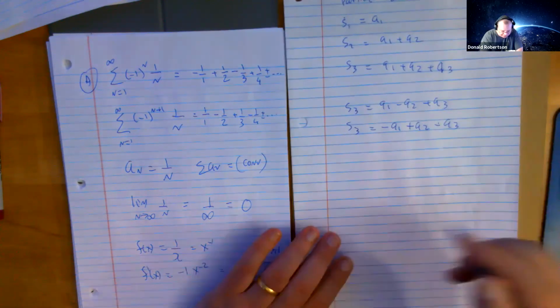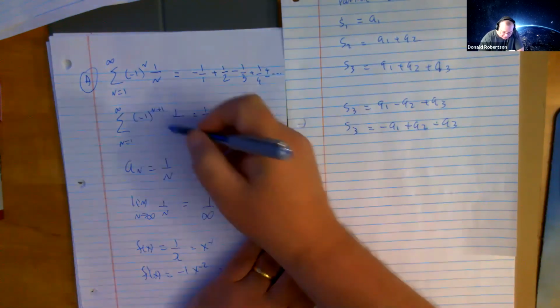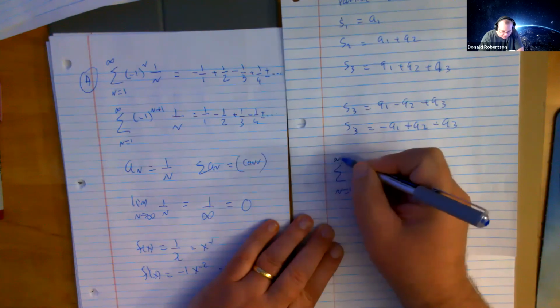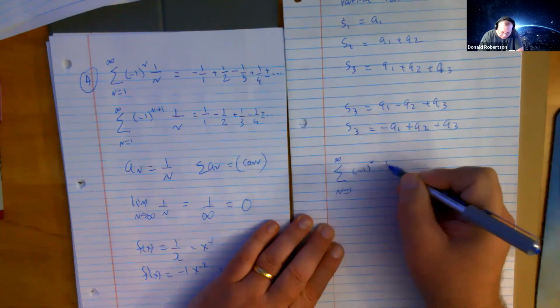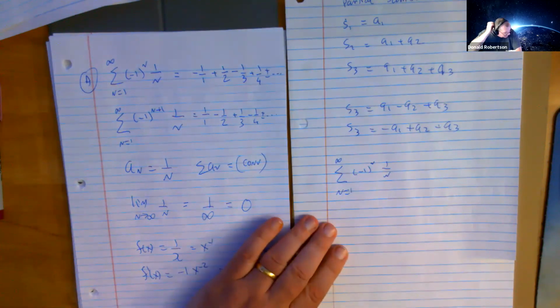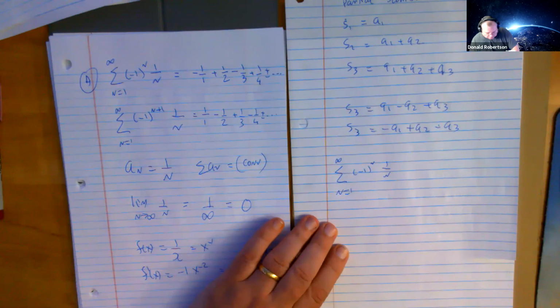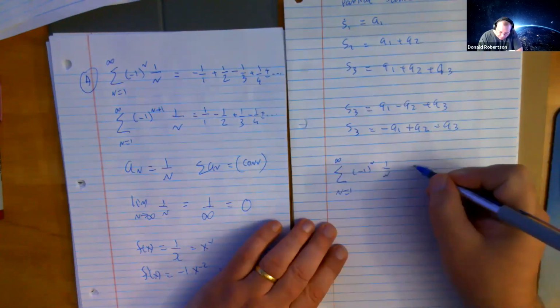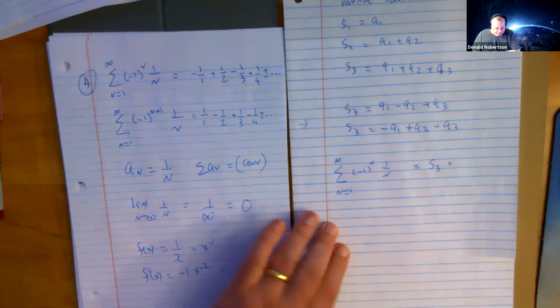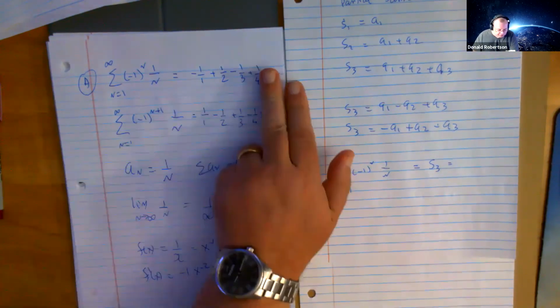So let's take this fella, the one we just did. Sigma n equals 1 to infinity, negative 1 to the n, 1 over n. And we've proved that it converges. And so I would like to find out what it converges to. So what I'm going to do is find S3. I'm basically going to take the first three terms and add them up.